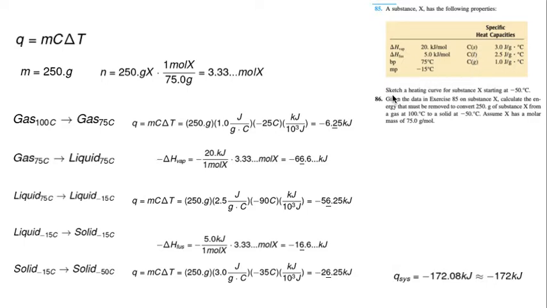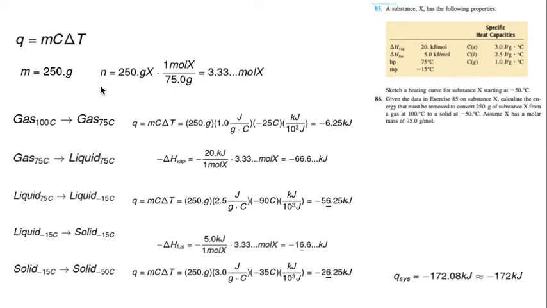Now it asks you to sketch a heating curve. We're going to ignore this part and move on to 86, where given the data in exercise 85, on substance X, calculate the energy that must be removed to convert 250 grams of substance X from a gas at 100 degrees Celsius to a solid at negative 50 degrees Celsius. Assume X has a molar mass of 75 grams per mole.